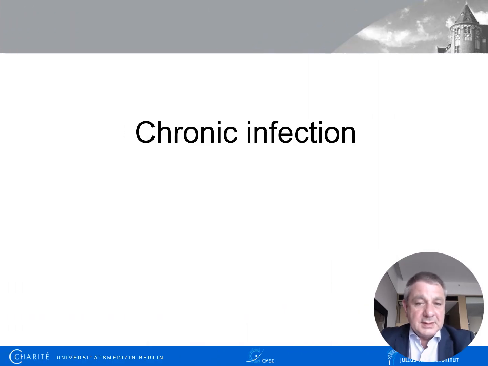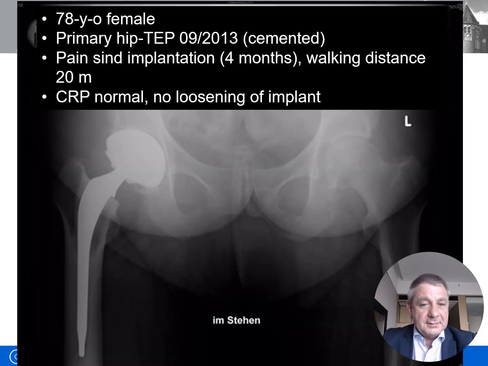In chronic infections, we have a different situation. This is an example of a patient who has severe pain 4 months after implantation of her hip prosthesis, despite a normal CRP and no radiological abnormalities. A puncture was done, and in the synovial fluid, elevated leukocyte counts were found. So the low-grade infection was confirmed, and because we are 4 months after implantation, a retention is not possible. The prosthesis needs to be exchanged, which can be done in 1 or 2 stages.